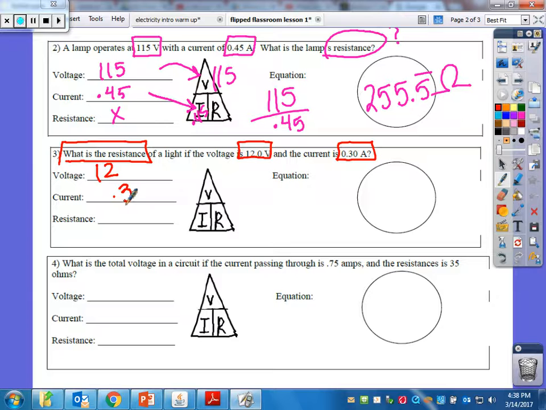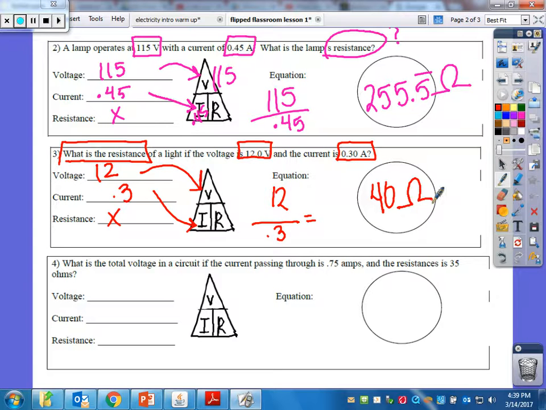Okay, good. Now let's plug it in. So 12's on top of 0.3. And you should get, when you divide the two, 40. 40 what? What's our resistance unit? Follow it down and it should be the horseshoe. It's ohms.